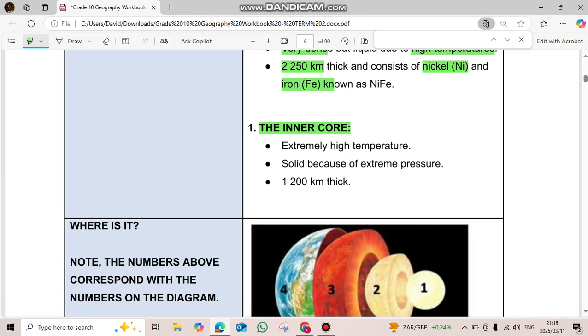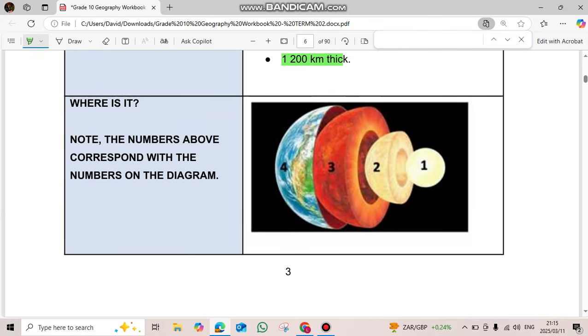So our solid inner core, we're going to experience extremely high temperatures and extremely high pressure. The reason why the inner core is solid is because of all the other layers pressing down on it. That is why it is this solid mass. For the inner core, it is about 1,200 kilometers thick.